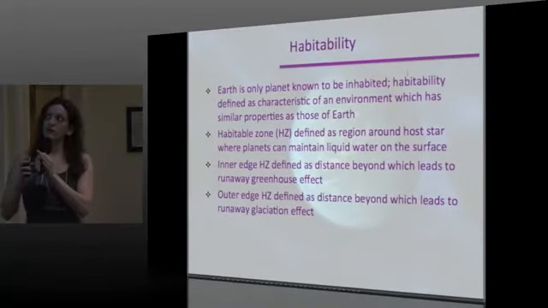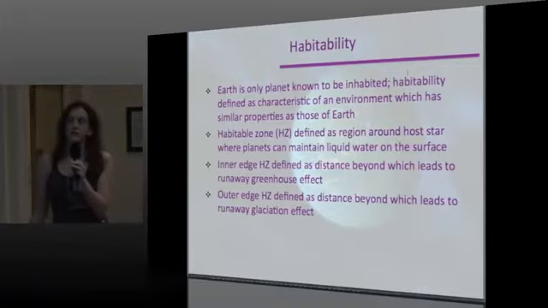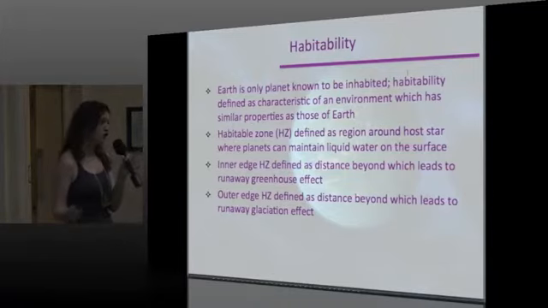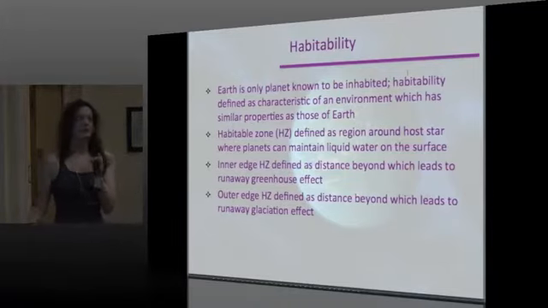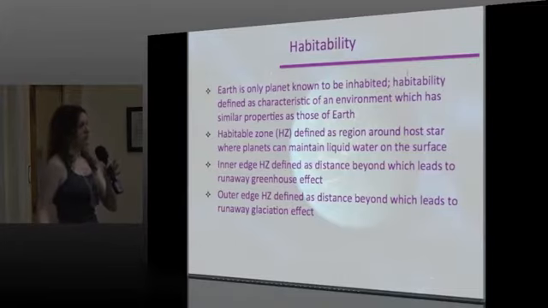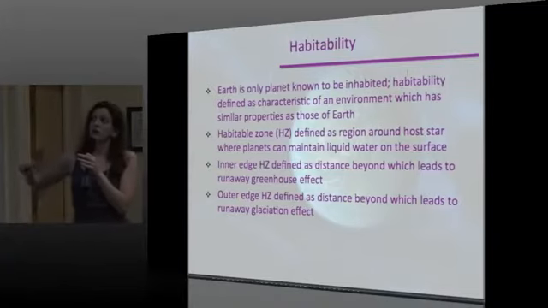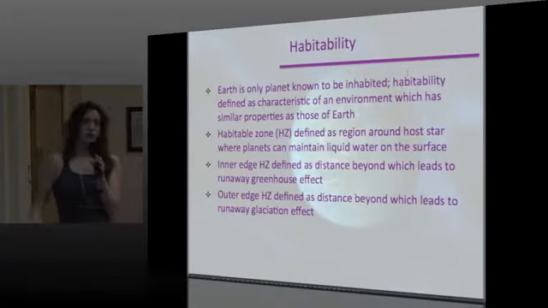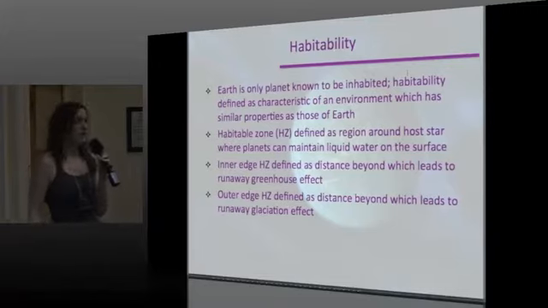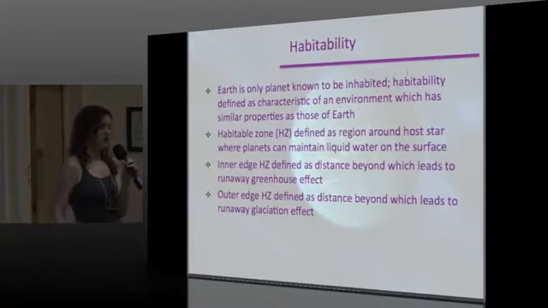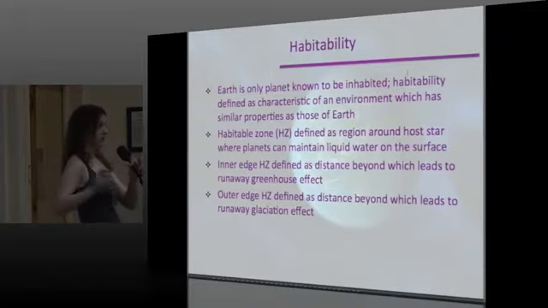Habitability, short thing for habitability again. Earth is currently the only planet that we know to be inhabited. And because of that fact, it's kind of the only thing that we're left with when we talk about habitable zones and what it means to be a habitable planet, just because it's the only thing we know. So we define something called a habitable zone. A habitable zone is the distance from a star for which a planet can support liquid water on its surface.